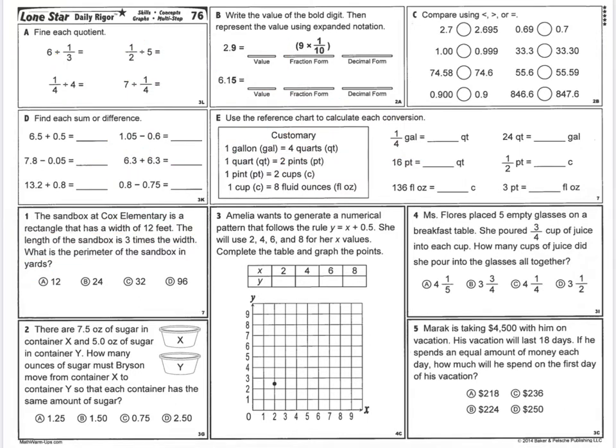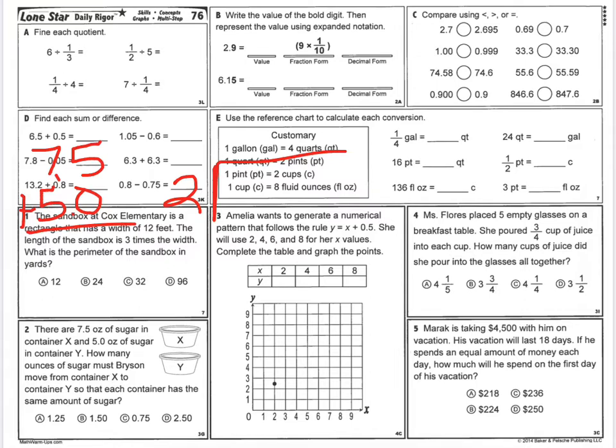Number 2, there are 7 5/10 ounces of sugar in container X, 5 ounces of sugar in container Y. How many ounces of sugar must Bryson move from container X to container Y so that each container has the same amount of sugar? Okay, so there are multiple ways to answer this. One way is you can take 7 5/10 and 5, add them together, divide by 2 to see how much each one needs. Okay, that would be one of the easiest ways.